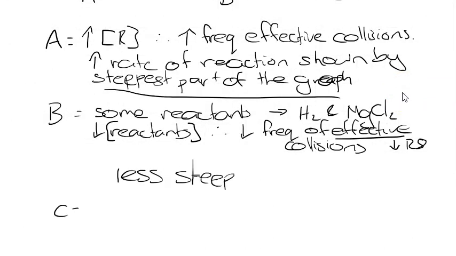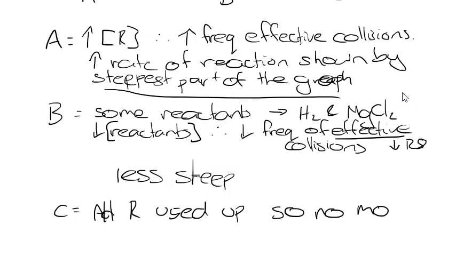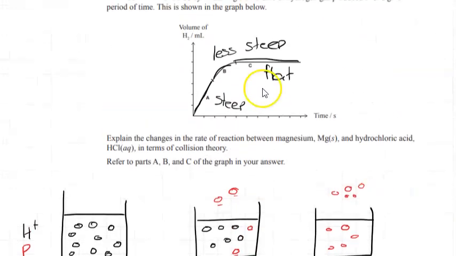And then finally in section C, all of the reactants have been used up. So no more collisions. And this is shown by the flat part of the graph. So that's shown that there's no longer any products being produced.